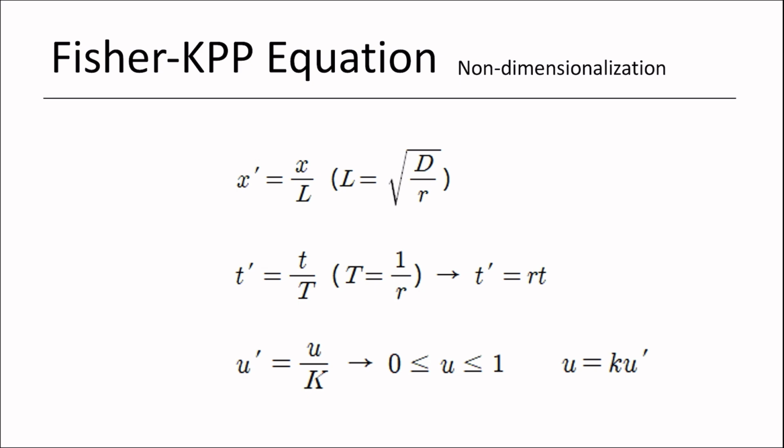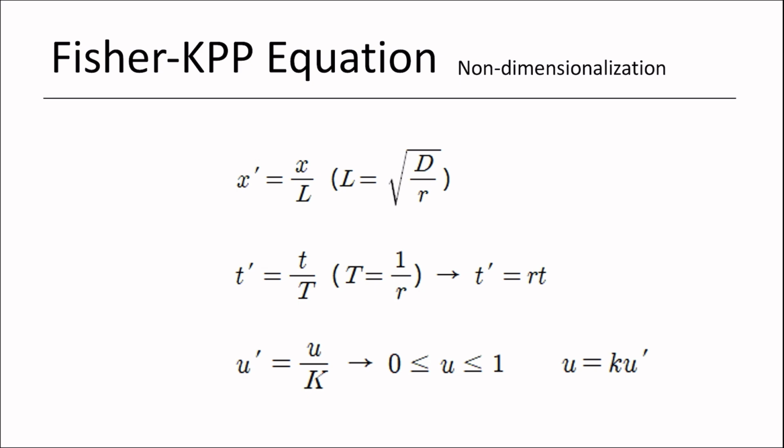First step is to set the non-dimensional variables. The spatial variable is scaled by a characteristic length to define a dimensionless spatial variable. The characteristic length is determined using the diffusion coefficient and the reaction rate. This transformation ensures that spatial measurements are represented in a dimensionless form based on the natural length scale of the system.